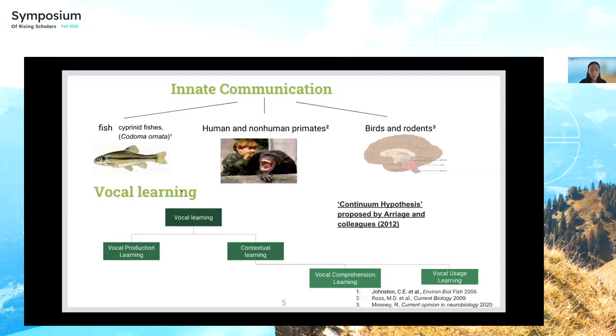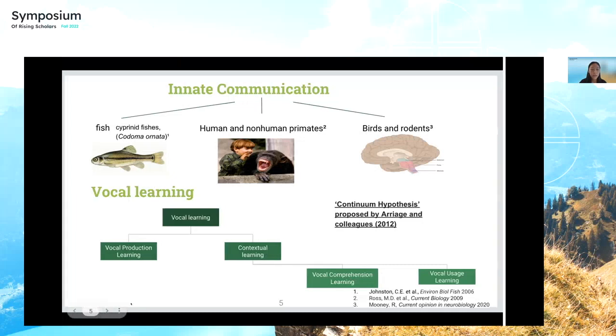Vocal learning is a way to acquire learned communication. It could be separated into vocal production learning, contextual learning, vocal comprehension learning, and vocal usage learning. It is thought to be a behavior unique to humans and a handful of other animals. However, recent studies show other animals such as mice, goats, and monkeys have vocal learning as well, which can be shown by the continuum hypothesis proposed by Rhea and colleagues, which separates vocal learners into limited vocal learner, moderate vocal learner, complex vocal learner, and high vocal learner.